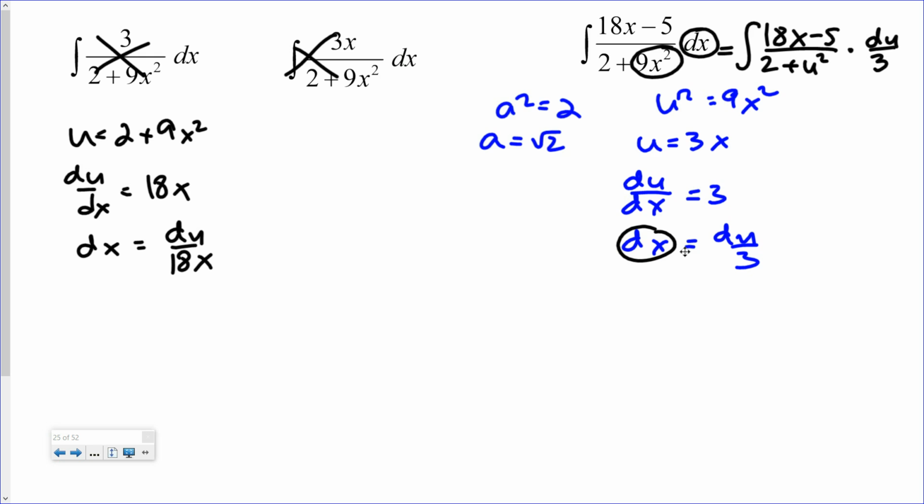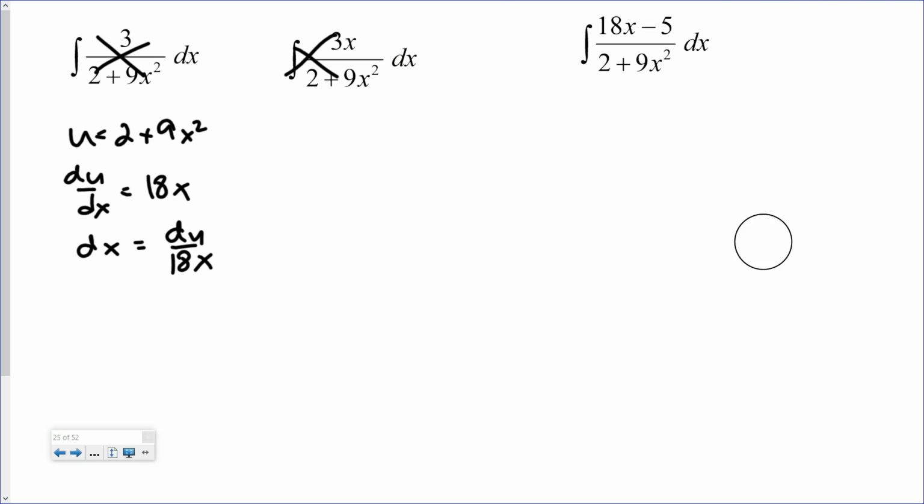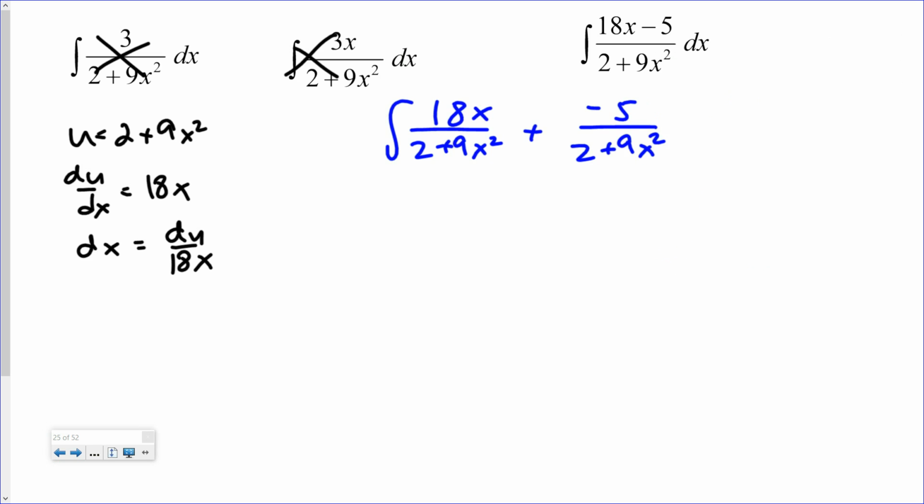Guys, when things don't work out, what you want to do is split it up. When relationships don't work out, you always have the option to split up. So I'm going to split this up. Are you ready? Isn't this the same as 18x over 2 plus 9x squared plus negative 5 over 2 plus 9x squared? Aren't they the same things? It was actually a buy one, get one free problem. You just didn't see it right away.